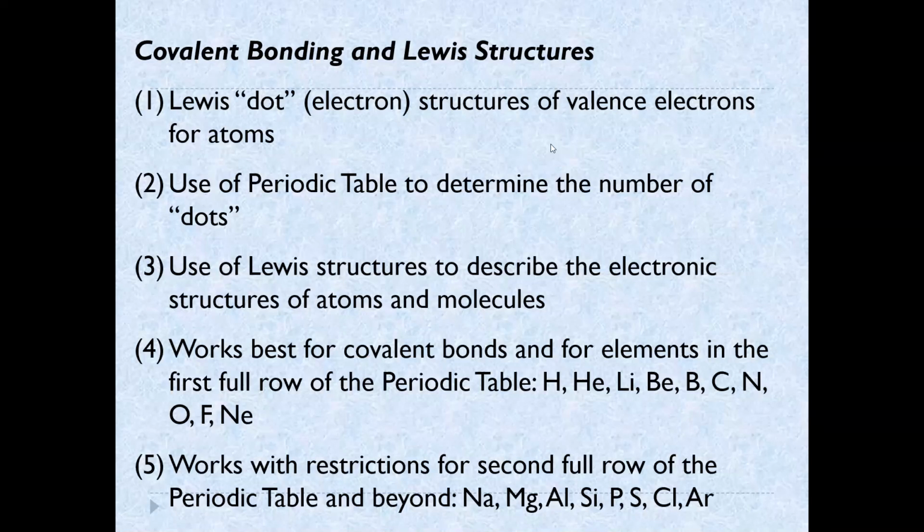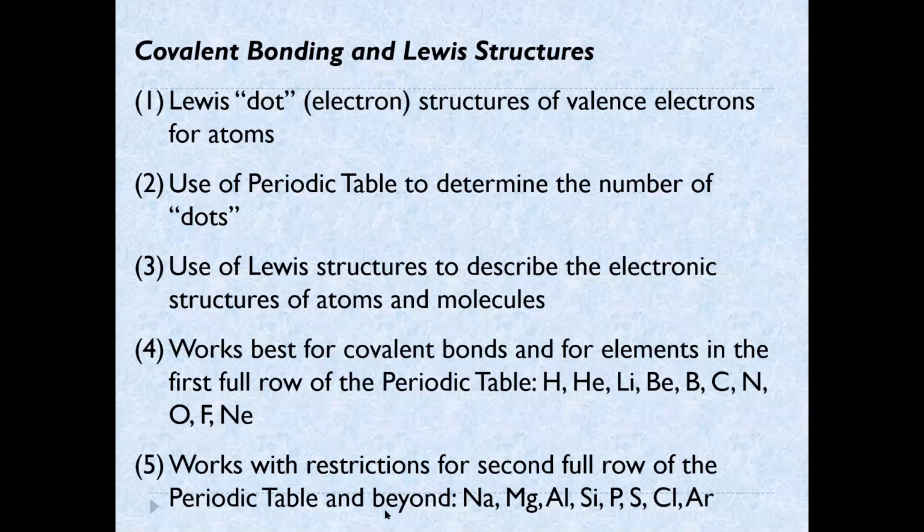Thank you. So we use the periodic table to determine the number of dots. You know that group 1 elements have 1 valence electron. So sodium, lithium, potassium will all have 1 dot. Calcium and magnesium, in group 2, will have 2 dots. Beryllium will have 2, boron will have 3, carbon will have 4, nitrogen will have 5, oxygen will have 6, fluorine will have 7, neon will have 8. So the group they belong to on the periodic table dictates the number of dots that they have. It works very well for the first full row on the periodic table.